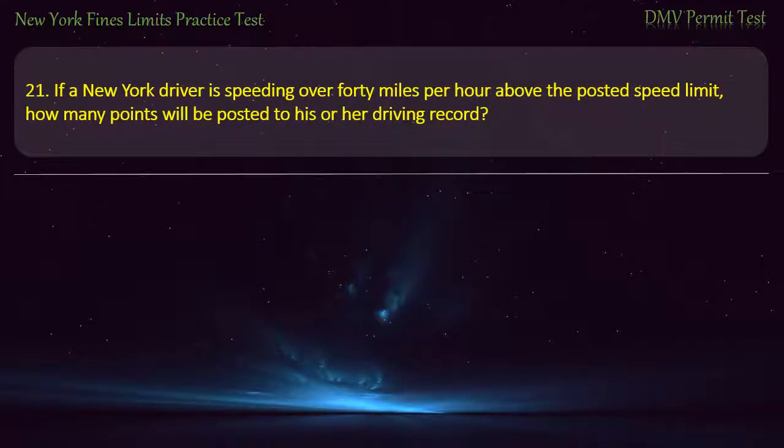Question 21. If a New York driver is speeding over 40 miles per hour above the posted speed limit, how many points will be posted to his or her driving record? 11. 9. 3. 4. Answer. 11.